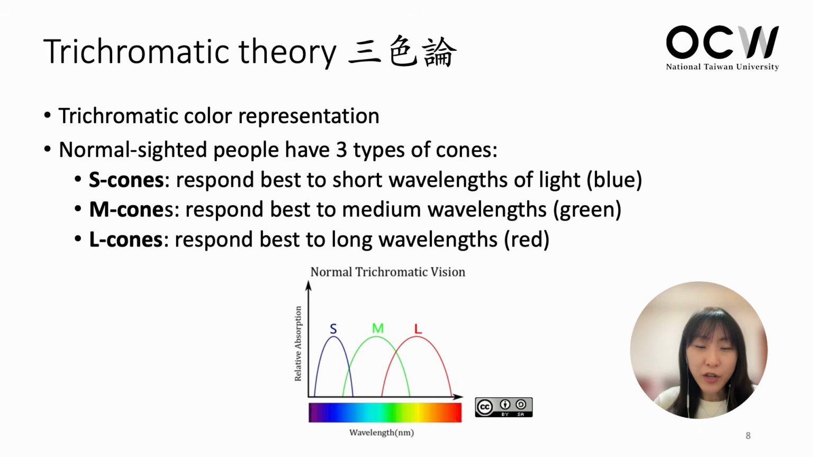So this is the trichromatic theory. Based on the theory, normal-sighted people have three types of cones: the S cone, the M cone, and the L cone. The S cone responds best to short wavelengths of light, so we can see the color blue. The M cones respond best to medium wavelengths like green. And the L cone responds best to long wavelengths like red.